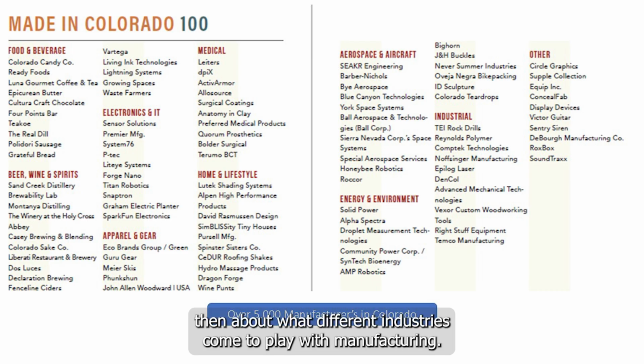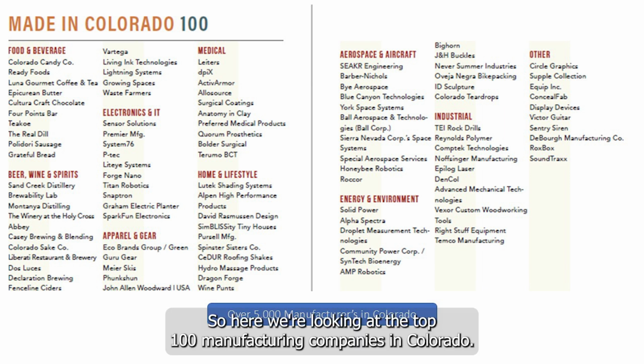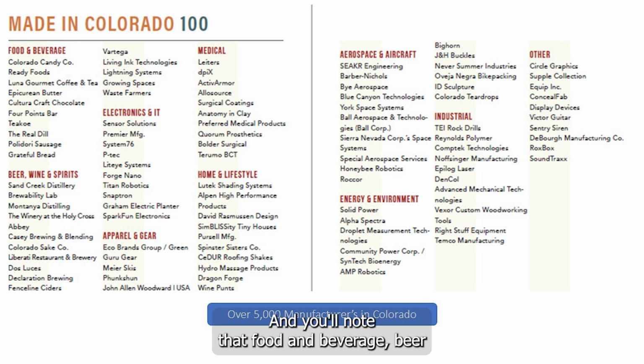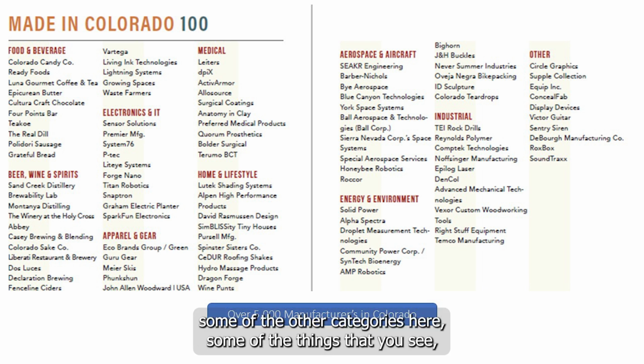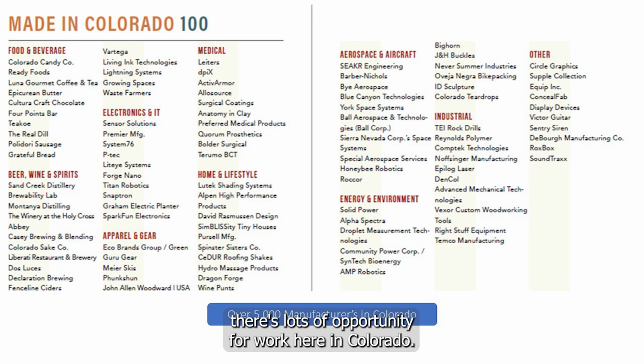And just a quick note then about what different industries come to play with manufacturing. So here we're looking at the top 100 manufacturing companies in Colorado, and you'll note that food and beverage, beer, wine, and spirits, that's still considered manufacturing. We're producing a product from raw materials. And then if you look at some of the other categories here, some of the things that you see, there's lots of opportunity for work here in Colorado.